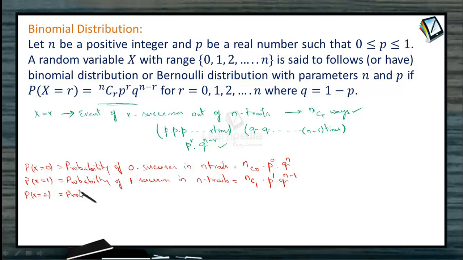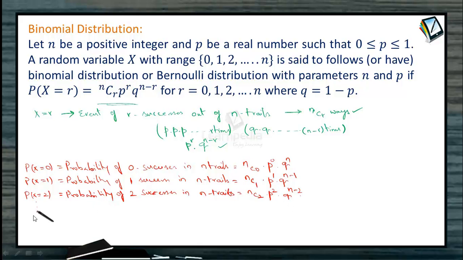It is the probability of, yes, how many successes? We have associated a random variable x with 2. That means it is 2 successes in n trials. Now these 2 places where success should happen can be any of the n places, in nC2 ways. At each of them probability happens with p, so 2 of them, p into p, that is p square, and at the rest n minus 2, the failure will happen with a probability of q each. So q into q into q taken n minus 2 times.